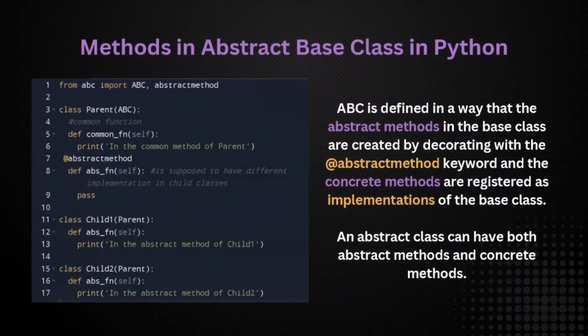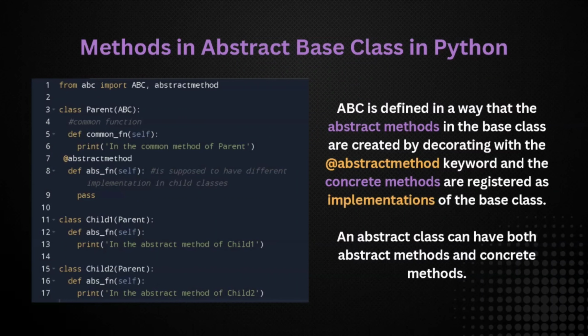Now let's understand the methods in an abstract base class. ABC is defined in a way that the abstract methods in the base class are created by decorating with the @abstractmethod keyword, and the concrete methods are registered as the implementations of a base class. For example, here you can see that to implement abstraction, it's important to create an abstract class. Python does not support it directly.